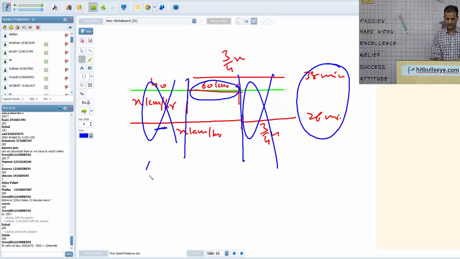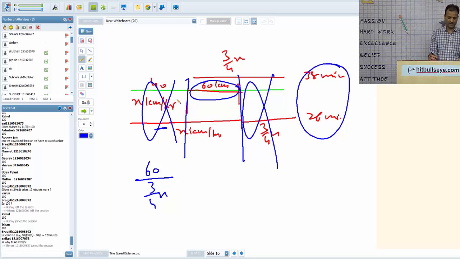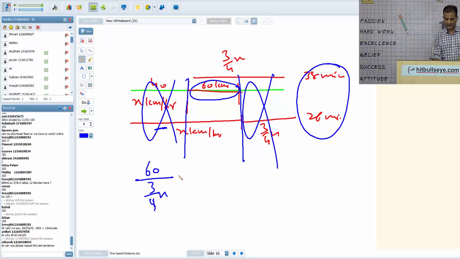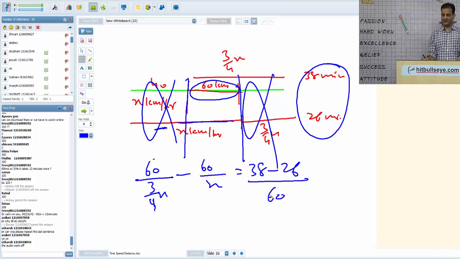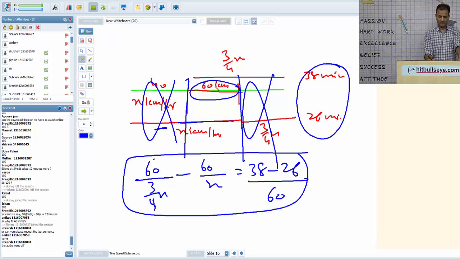So you can make the equation: 60 distance upon speed 3/4 of x, 60 km, because Aniket, here it is written, had the accident happened 60 km from the first point of accident, not from the starting. Had the accident happened 60 km from the point of accident, then 60 upon 3/4 of x minus 60 upon the speed x is equal to the difference. Distance upon speed is time. It is given 38, it is given 26, it is in minutes, divide by 60. So you have to learn this equation. Middle distance 60 upon 3/4 of x minus 60 upon x is equal to the difference of two timings, 38 minus 26.